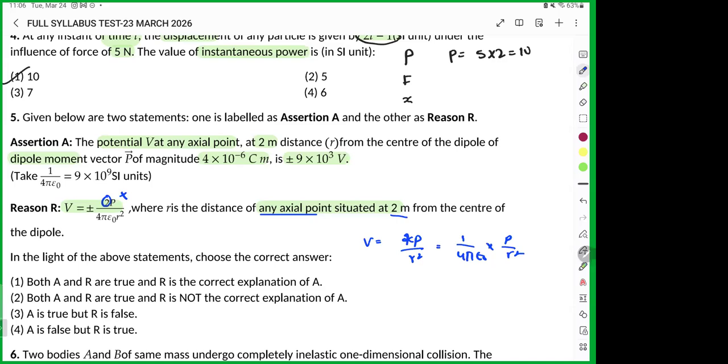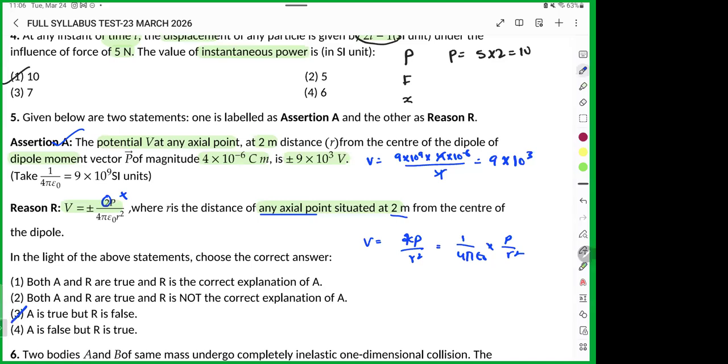Second, at any axial point 2 centimeter from the dipole, put the formula: 9 into 10 raised to power 9. What is the P value? 4 into 10 raised to power minus 6. What is the R value? 2. 2 square is 4. So it will be 9 into 10 raised to power 3. This is correct.